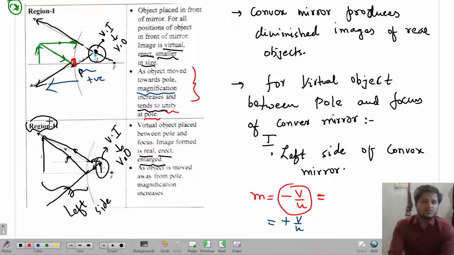Okay. So for reason 2, what is going to happen? The virtual object is placed between pole and focus. So for a concave mirror, if I place my virtual object between pole and focus, I'm going to get a real image over here, which is erect and enlarged. If the object is moved away from the pole, then the image height increases.